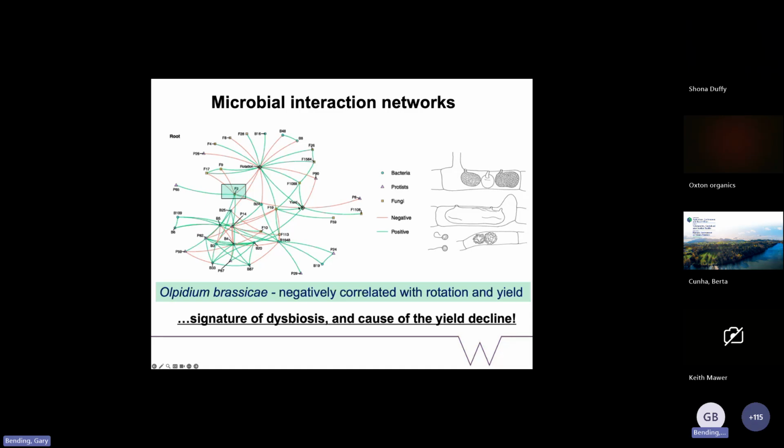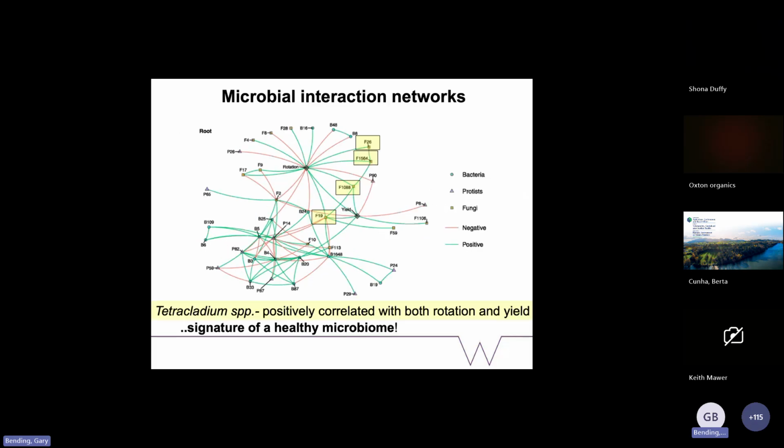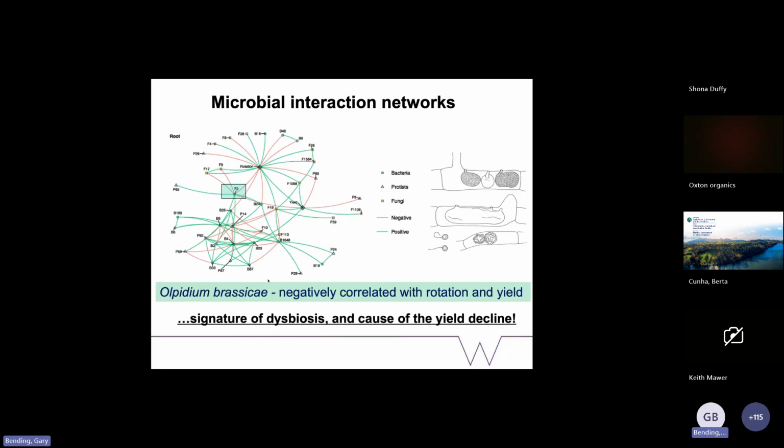And when we look at what F2 is, it's Olpidium brassicae, that organism that we have in very high abundance within our roots. And so this is really telling us that it's a signature of dysbiosis, and we think it's the cause of the yield decline. And in fact, in the earlier work that we did funded by DEFRA, we actually were able to isolate Olpidium brassicae, add it back to oilseed rape, and we found that it did have a negative effect on the growth of oilseed rape. So really, this is probably explaining what we have in terms of our yield decline.